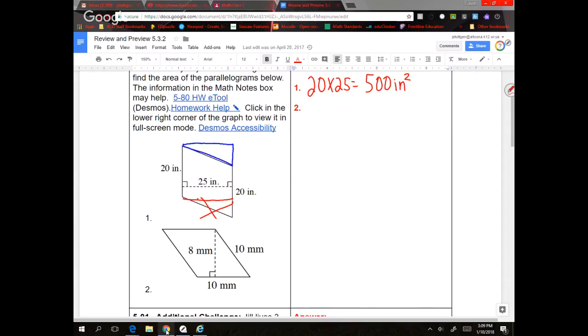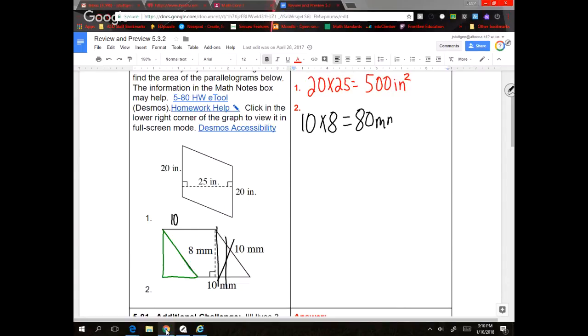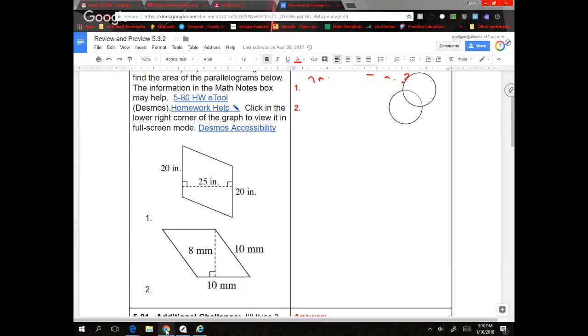Remember, area is always squared because when we find area, we're counting how many unit squares fit inside the shape. Same thinking applies to this one. I would take this triangle and just slide it over here to this side, and then this one here is gone. So we really have a shape that is 10 by 8. So 10 millimeters by 8 is 80 millimeters squared, or 80 square millimeters. That is the first problem.